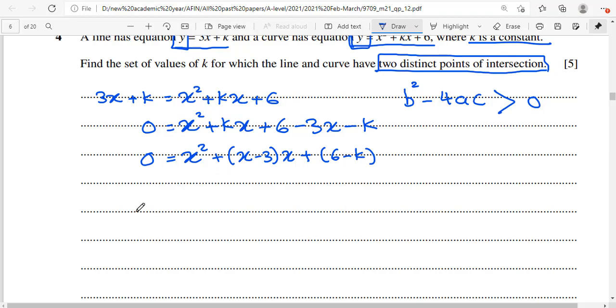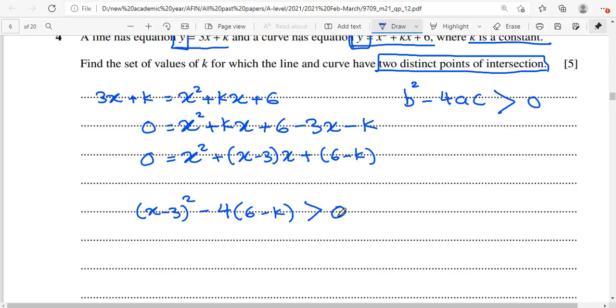Let's do it. x minus 3 squared minus 4 times, this 4 is in the rule, a is 1, we don't need to even mention it because 1 times anything stays the same, then 6 minus k. Now I have b squared minus 4, a is 1, don't need to write, c. b squared minus 4ac must be greater than 0.